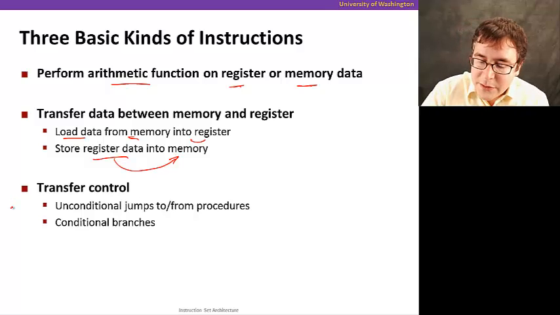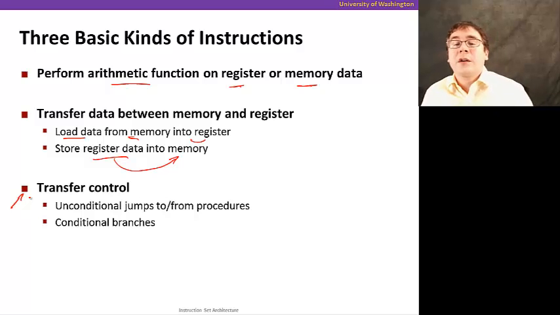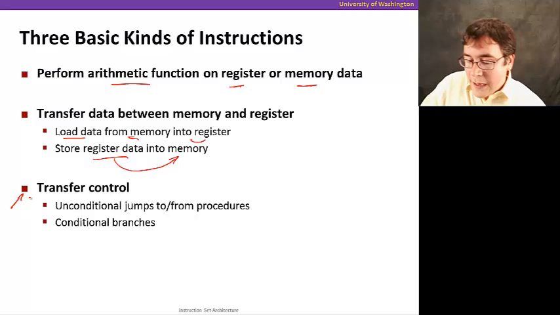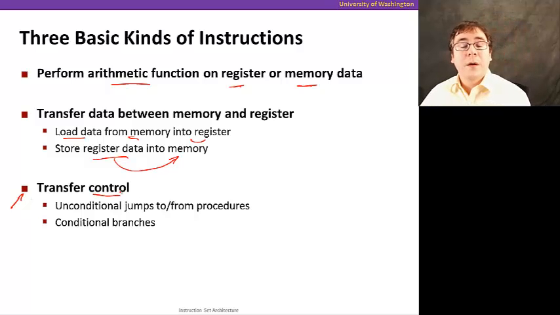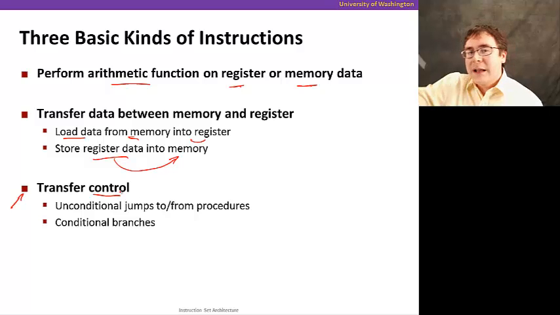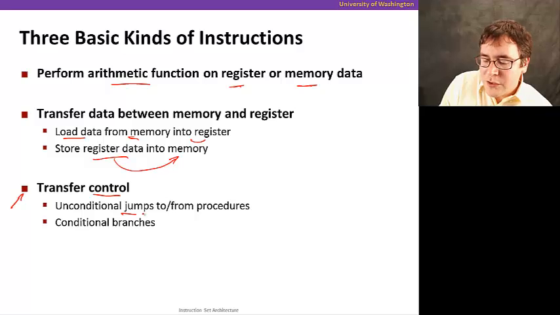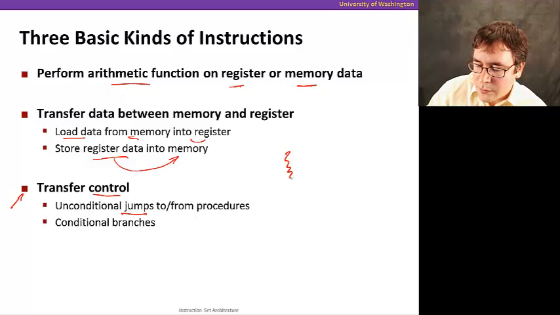And finally, the third basic category of instructions is ones that transfer control. Control here means what instruction is being executed at any given time. So the flow of control is the flow of instructions being executed. When you do a jump, essentially you're changing where you're executing your program.